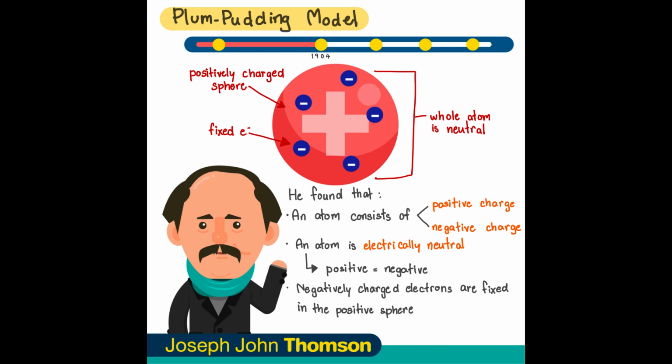In the plum pudding model, atoms were described as being made from electrons embedded within a positive sphere, whereas in the nuclear model the nucleus is a positive structure at the center of the atom, with negative, and much smaller, electrons orbiting around the outside of it.